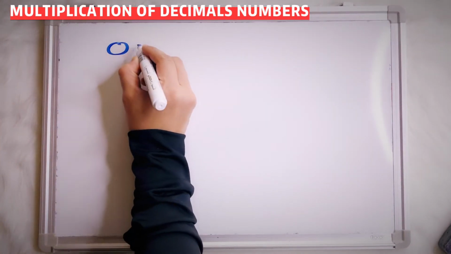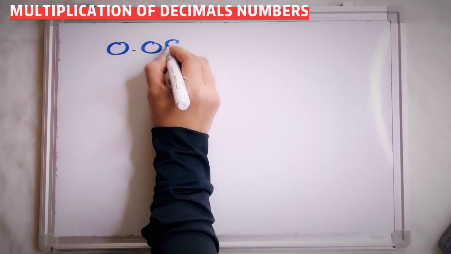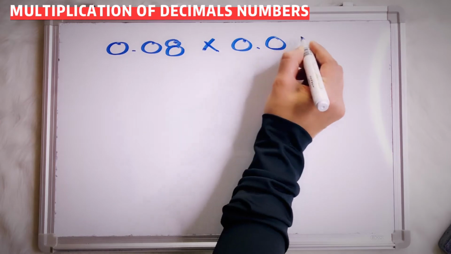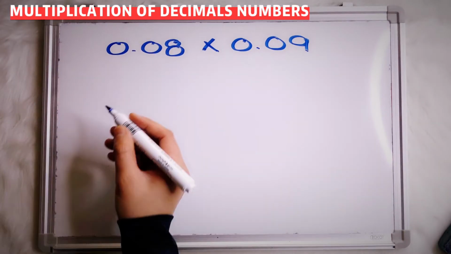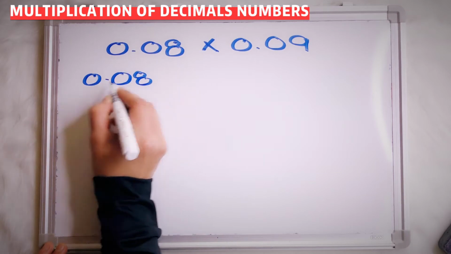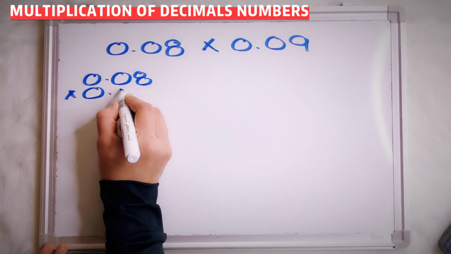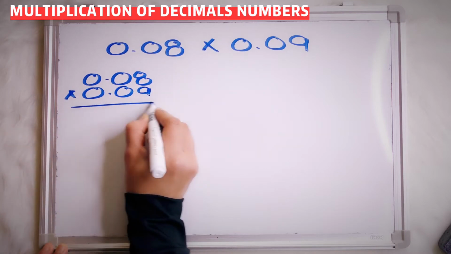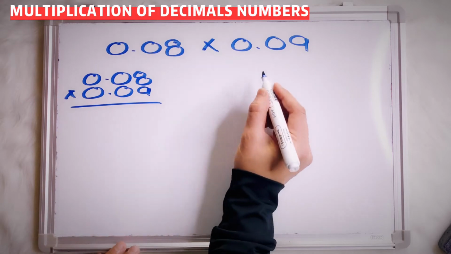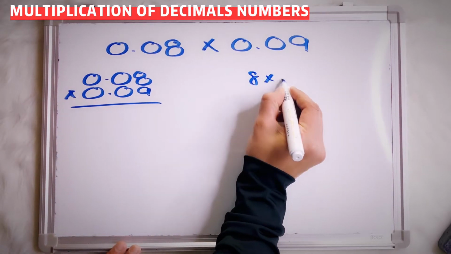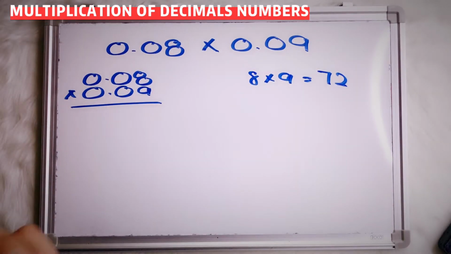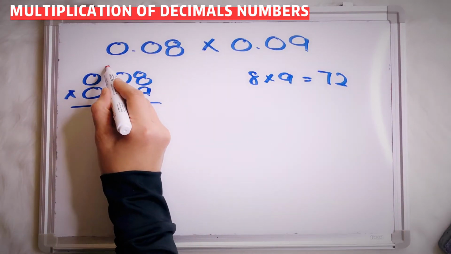How to multiply 0.08 with 0.09. First you write it down. There is no need to do it the long way because that is very complicated. 8 times 9 equals 72, right? Now you check here.